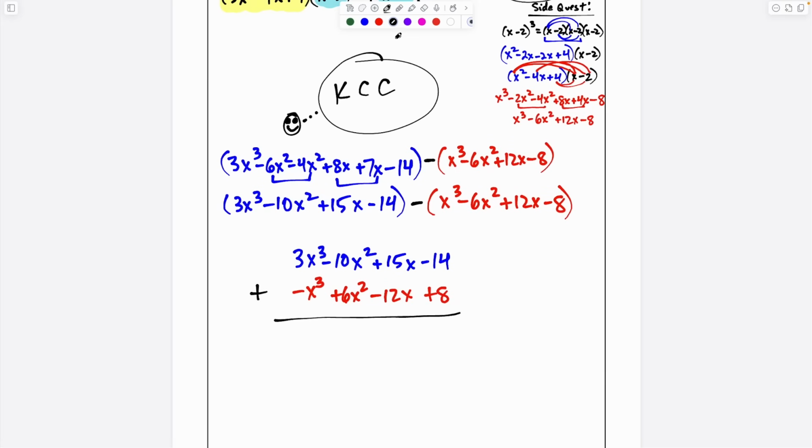Okay, so now I just have to be careful here and go piece by piece. I like to do this vertically to line up like terms, kind of like doing long addition in elementary school. So here, 3x to the third plus negative x to the third is like doing 3 minus 1 is 2. So I get 2x to the third power. And then here we have negative 10 plus 6 is negative 4, and then I bring down the x squared. 15 minus 12 is positive 3, so I get plus 3x. And then negative 14 plus 8 is negative 6. And then here is the polynomial in standard form.